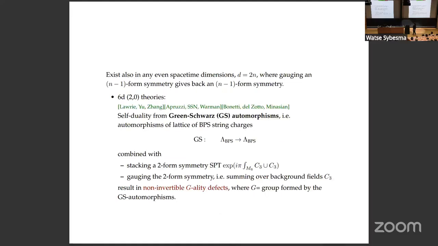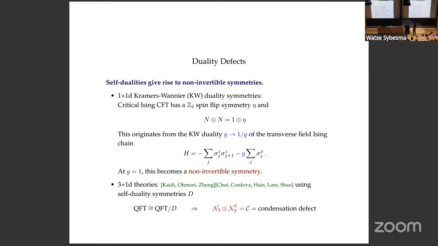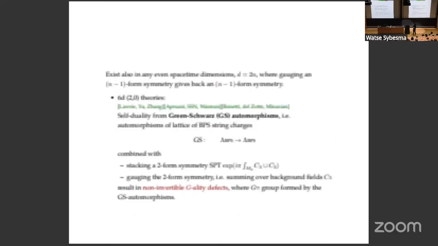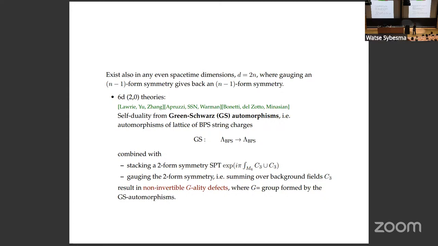So you could also say, well, it also works for the 6D theories. And indeed, in 6D (2,0) theories, you can construct these using self-dualities of 6D theories, which are Green-Schwarz automorphisms. They map the BPS string charge lattice into itself. You need to compose it with some additional topological things like gauging the 2-form symmetry. Here this was a 0-form symmetry, this is a 1-form symmetry, and this is now a 2-form symmetry. So it's always the one that, when you gauge it, goes back to the same degree of form. So in this case, it's a 2-form symmetry that goes back to itself.